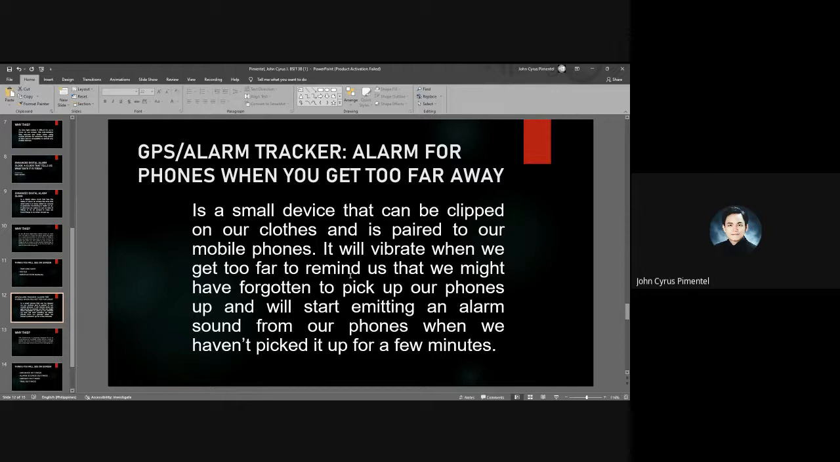Another title is GPS Alarm Tracker, alarm for phones when you get too far away. It's a small device that can be clipped on our clothes and is paired to our mobile phones. It will vibrate when we get too far to remind us that we might have forgotten to pick up our phones, and will start emitting an alarm sound from our phones when we haven't picked it up for a few minutes.